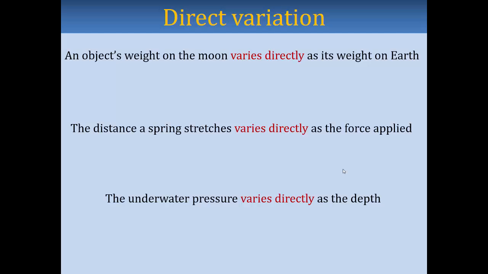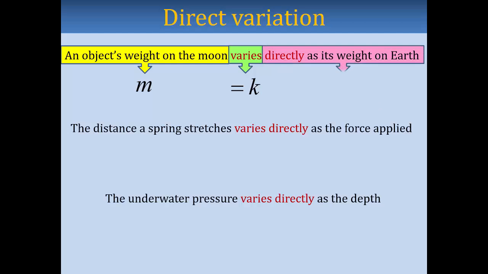Now specifically, we want to see how we can transform these sentences into mathematics. We're going to use the object's weight on the moon as the letter M, and here's the whole idea. The term varies means we create an equation that says equals k. The k represents a constant. You'll see in just a moment the name of that. And the weight on the Earth is the letter E. So we have M equals k times E.